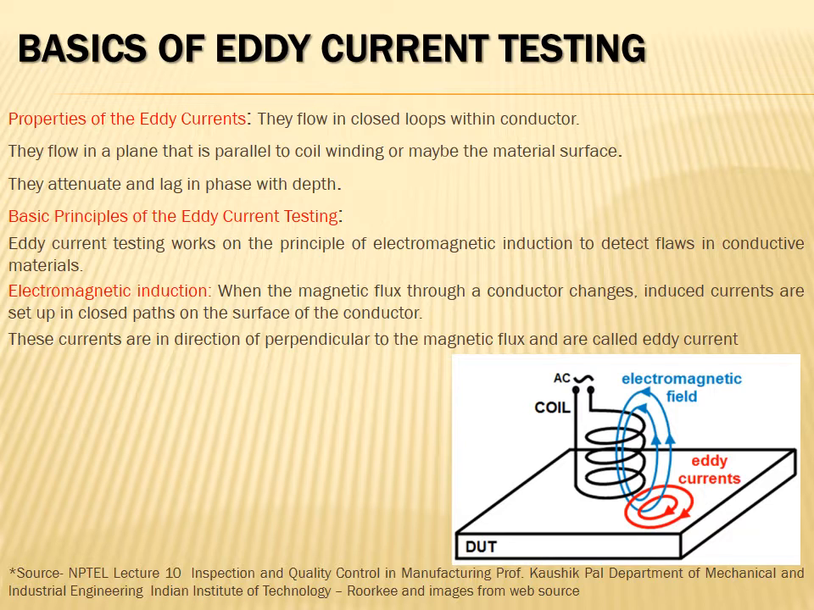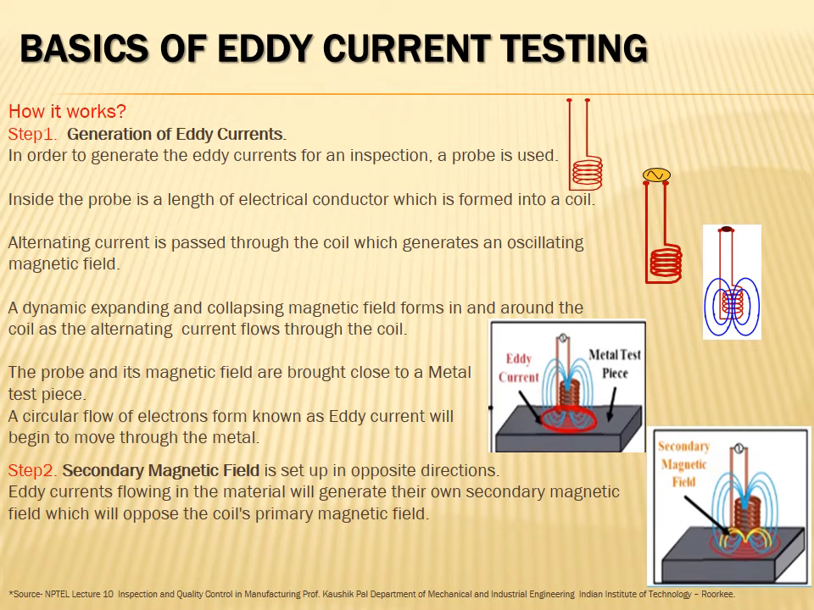These currents are in a direction perpendicular to the magnetic field, as we see in that particular image. The current direction is perpendicular to the magnetic flux, and these are called eddy currents. Now how does it work? It involves four steps. First, we will discuss the first step.